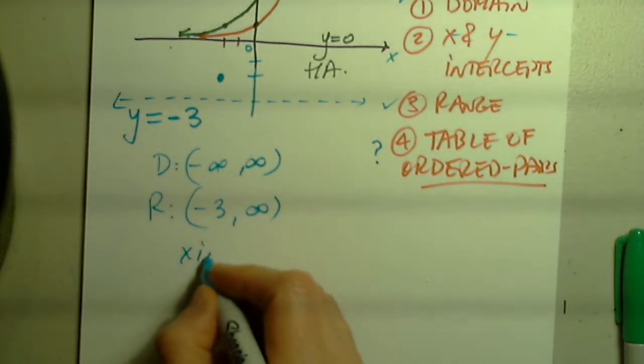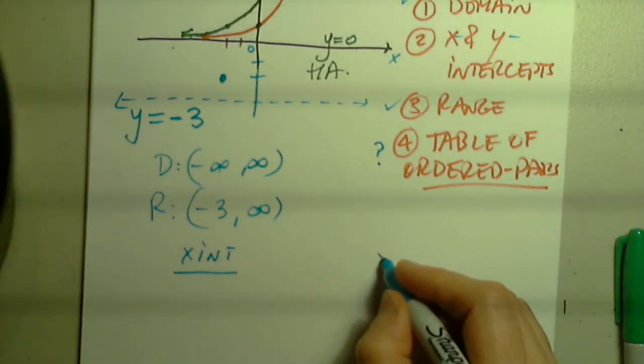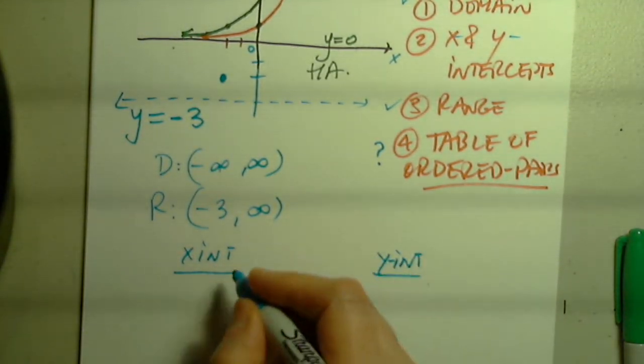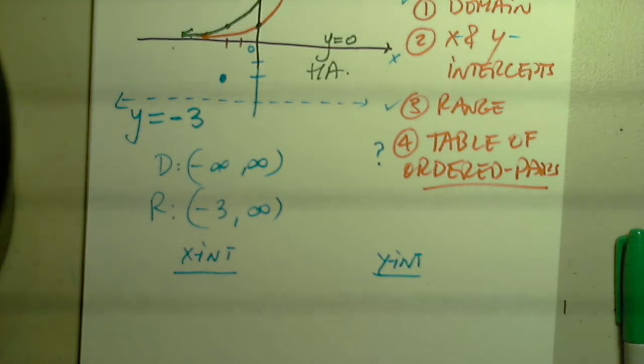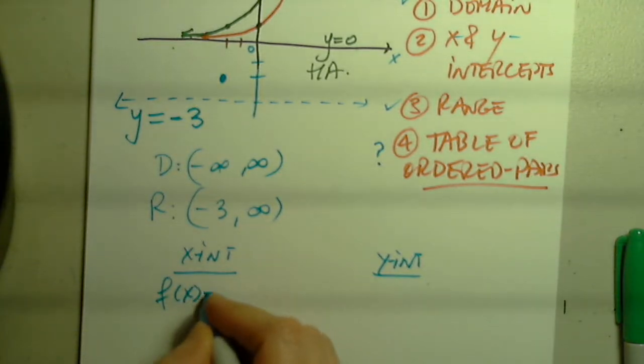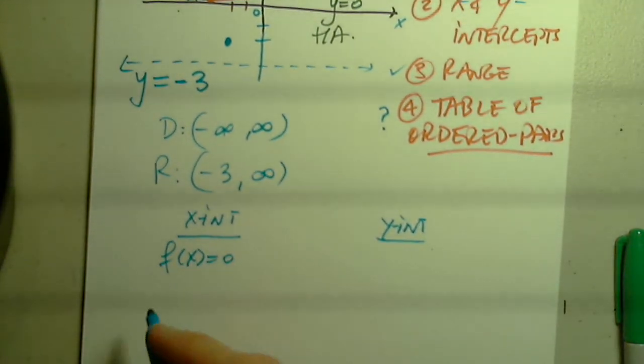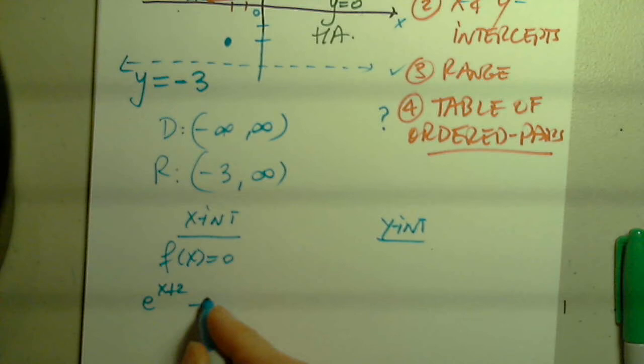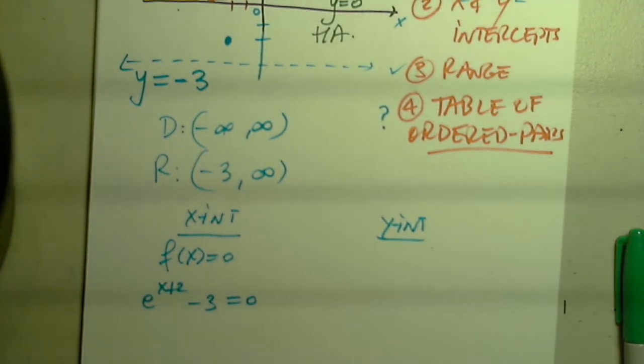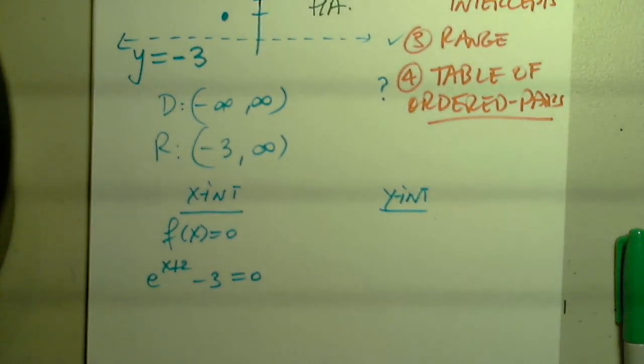How do I find the x intercept? By replacing x with 0. Very good. So here I have f of x equals 0. So then I have e to the x plus 2 minus 3 equals 0. How do we proceed? How do I solve something like this?